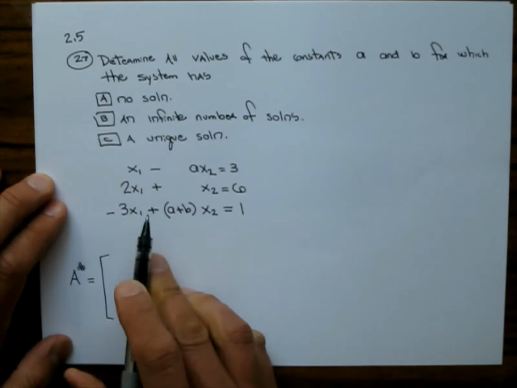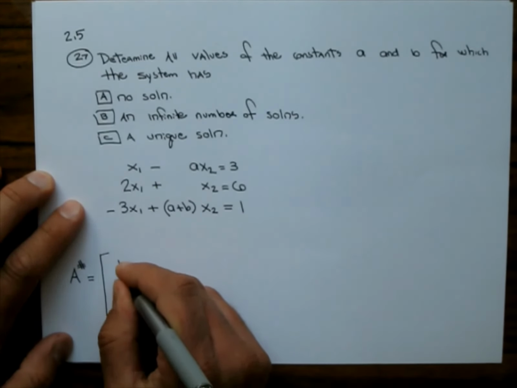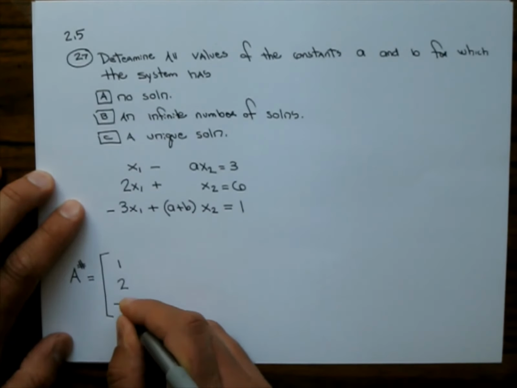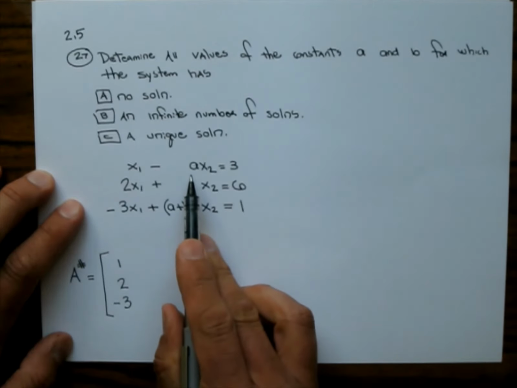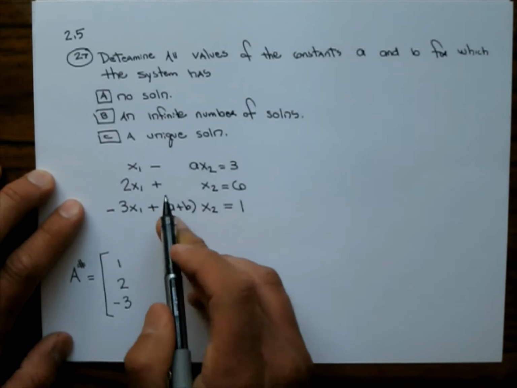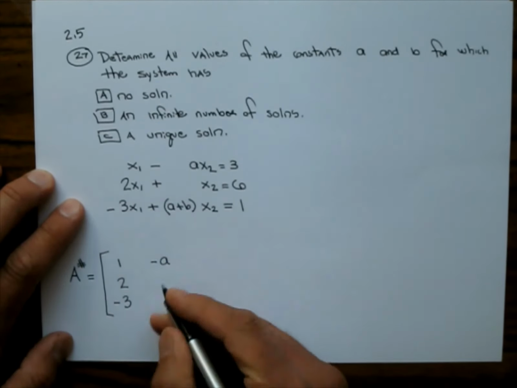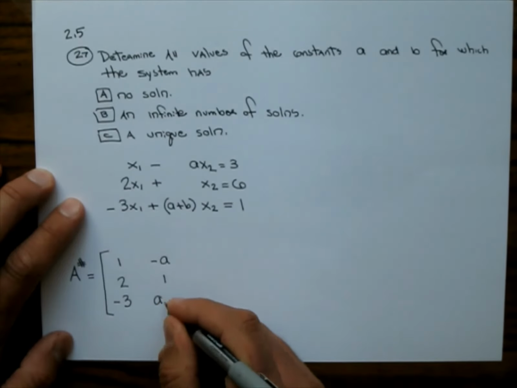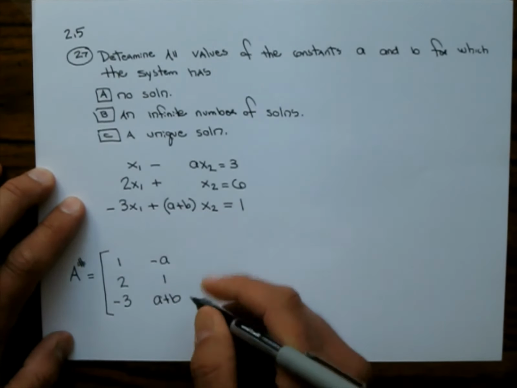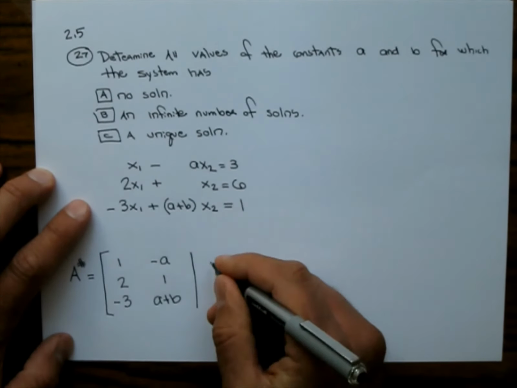And notice I have two variables and three equations. So the first column is going to say 1, 2, -3. The second column looks like I have some constants a and b. So there's a -a, a + 1, and here is a + b. And the right-hand side vector is 3, 6, 1.